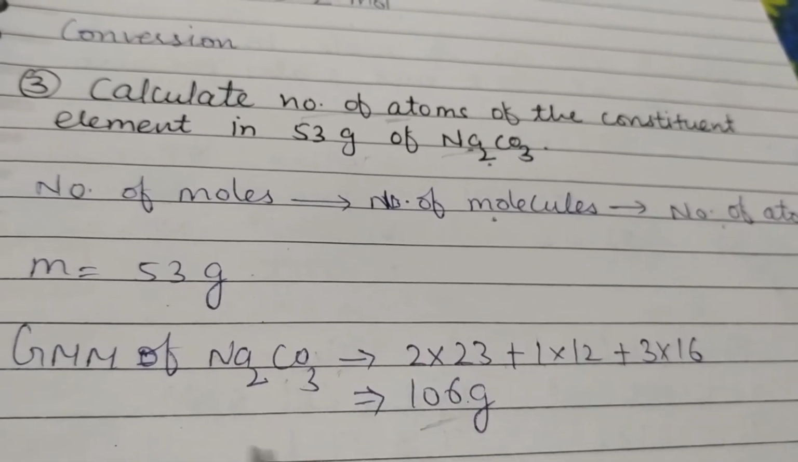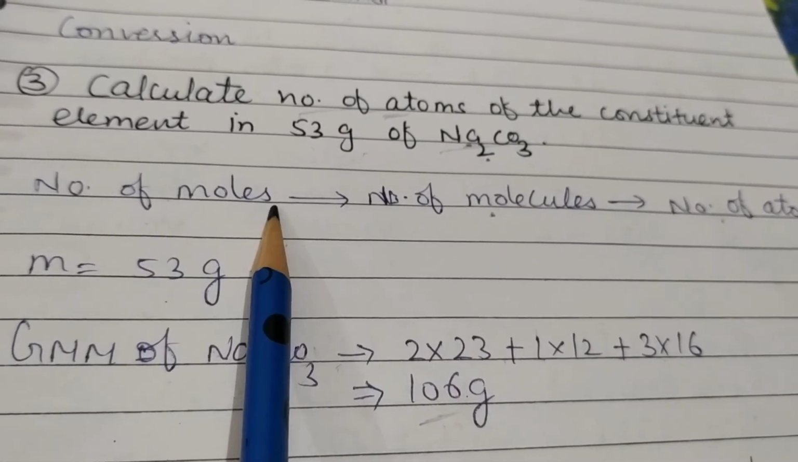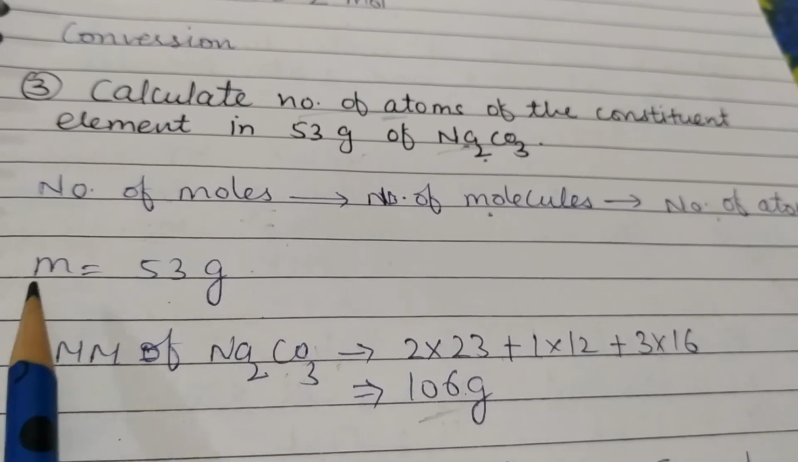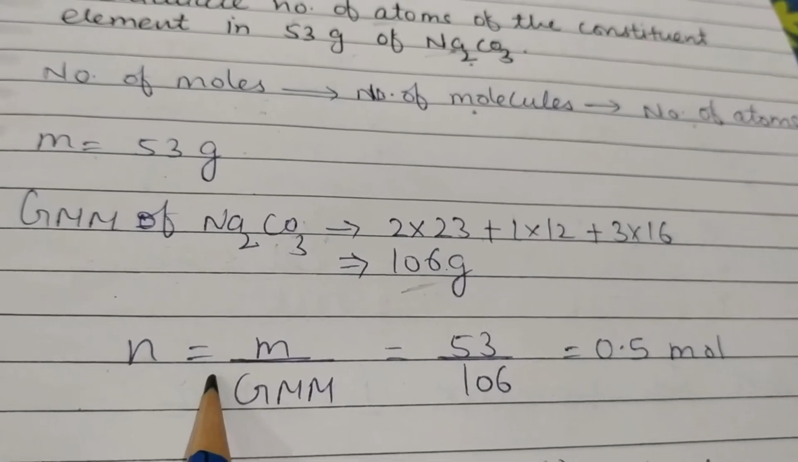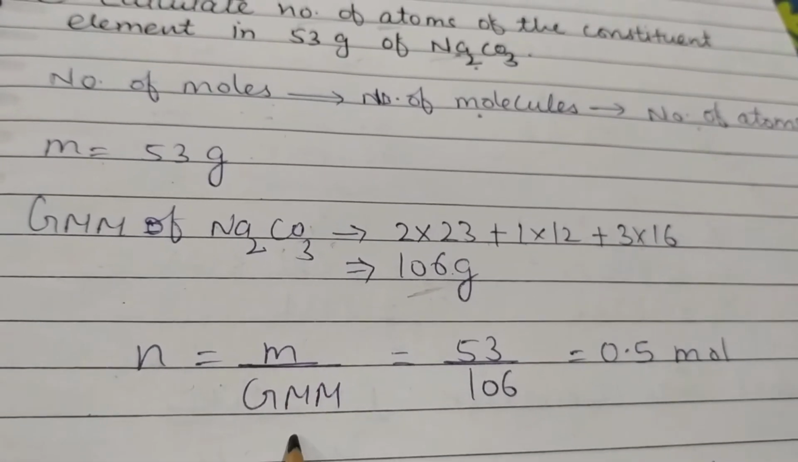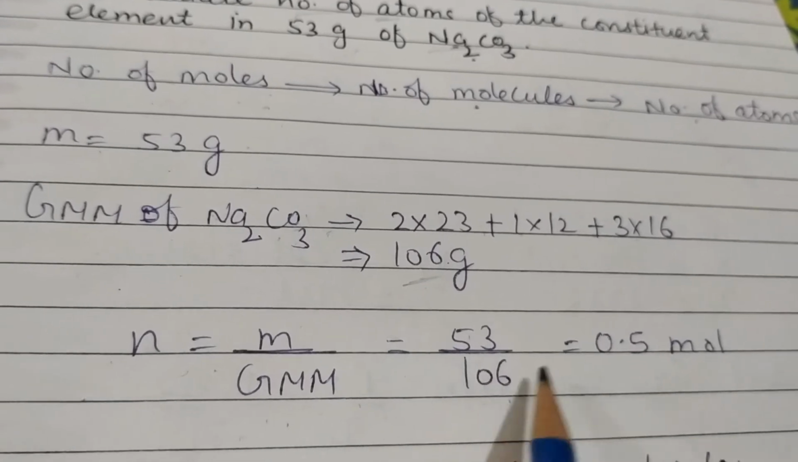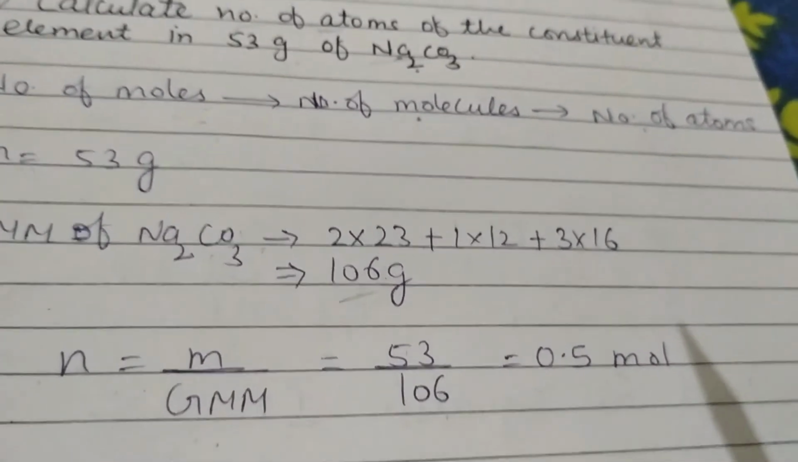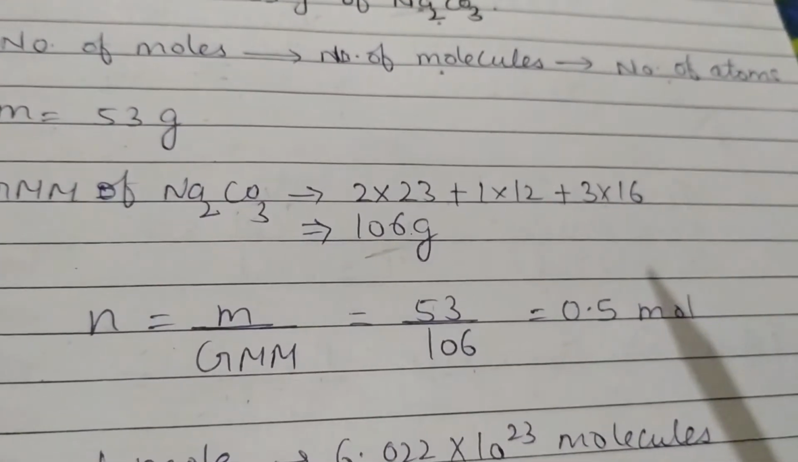Okay, so what we have to do, firstly we have to find out number of moles. Keep in mind that. So how will we find number of moles? Number of moles, m divided by gmm. So here n is equal to m divided by gmm, gram molecular mass. So 53 divided by 106, we will get 0.5 mole. Okay, now we have the mole value with us, so we have to find out molecules now.